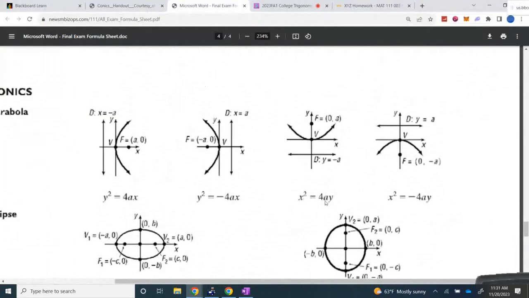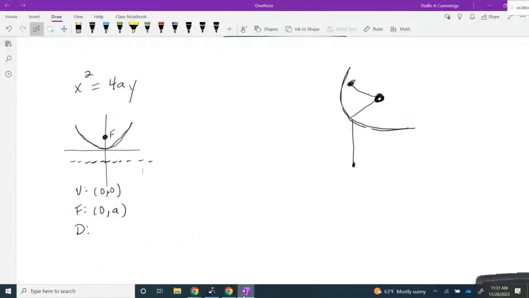All right, so we're looking at x squared is equal to 4ay. Since a is positive, it forces a U-shaped parabola. Our focus has the coordinates (0, a), and then we have a line that's called the directrix. The directrix has the equation y is equal to negative a. So this line that I'm drawing at the bottom, this is the directrix. I'm going to call that D, and it has the equation y is equal to -a.